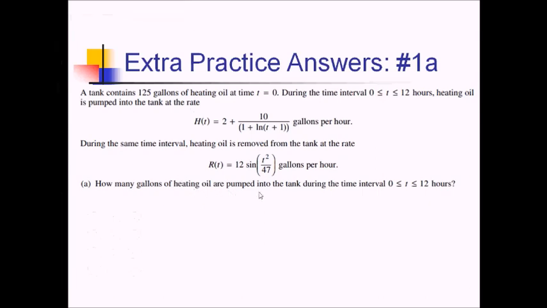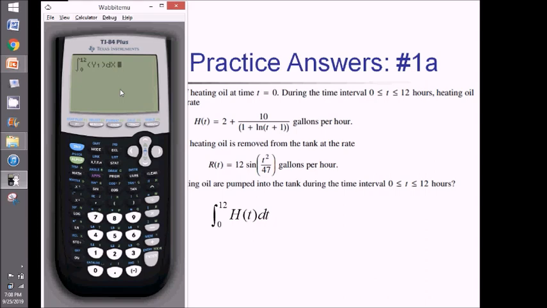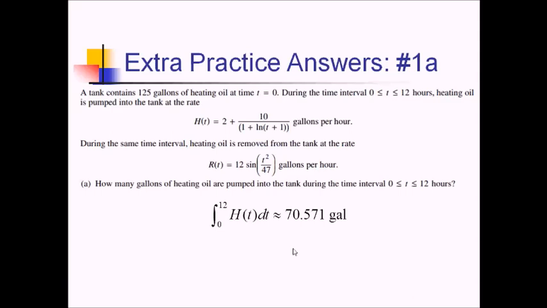Now moving on to the first part of this problem. How many gallons of heating oil are pumped into the tank during the interval 0 to 12? Well, I have this function that gives me the rate at which gallons are pumped in, so I just need to integrate this rate to get the total amount of heating oil pumped in. So I'm doing the integral of h of t from 0 to 12. And now I'll just use the calculator for this. Remember that I stored h of t as y1, so I'm just doing 0 to 12 integral of that. And that is going to give me 70.571, and that's going to be gallons of heating oil.